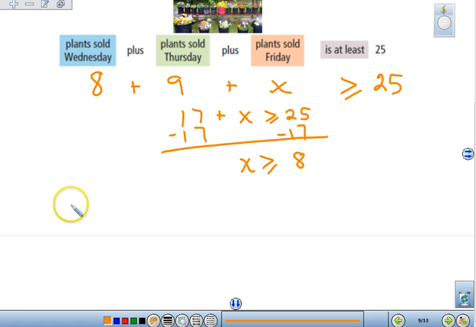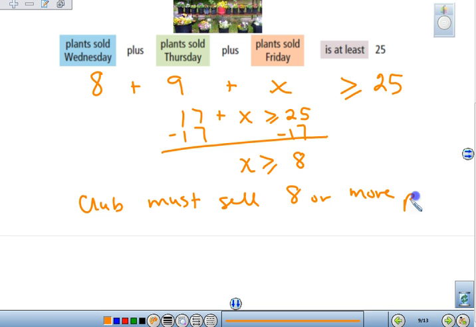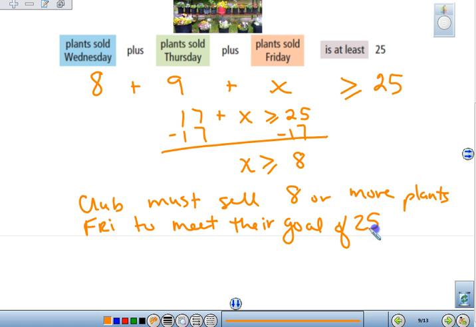So now we want to write a statement. So the club must sell 8 or more plants Friday to meet their goal of 25. So make sure you have that statement. If you need to pause this while they're writing it, please do so.